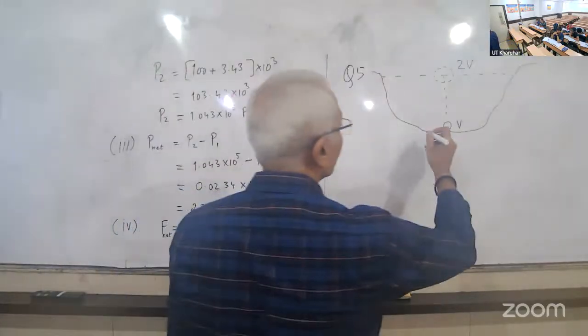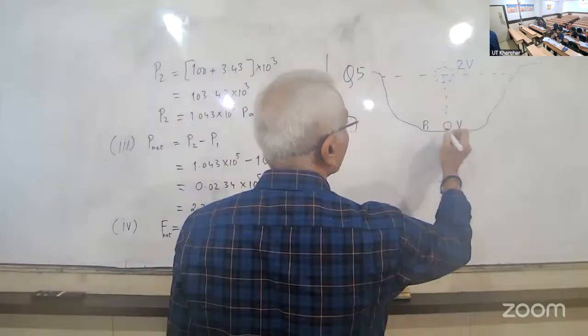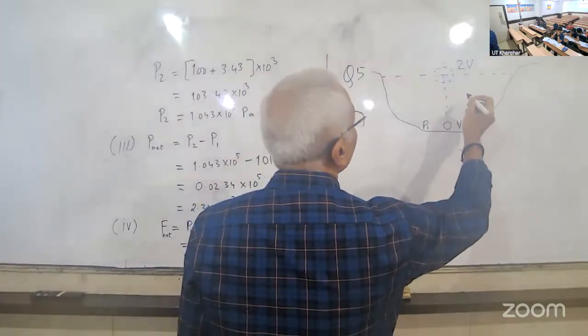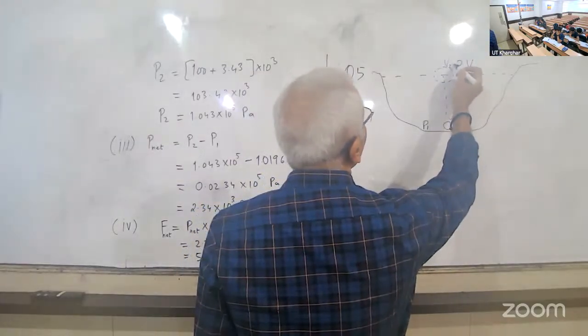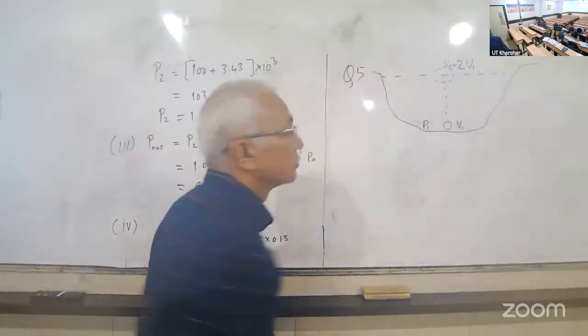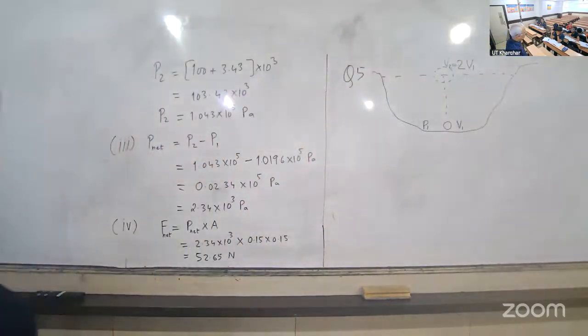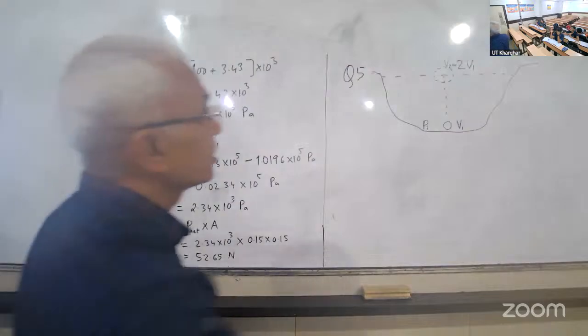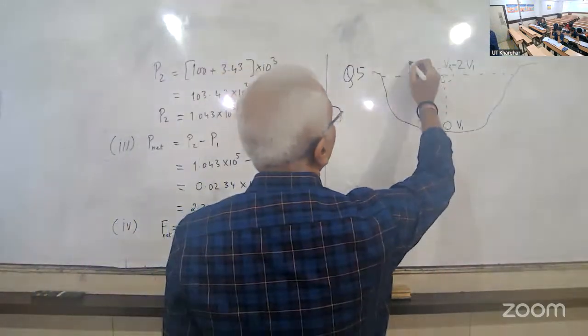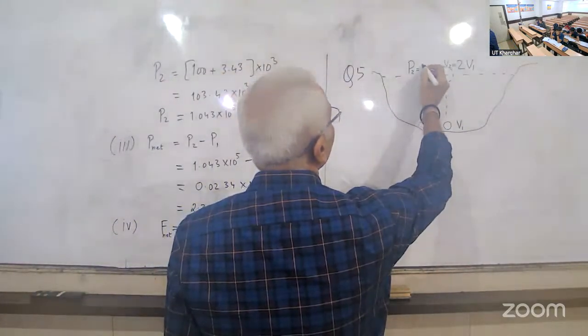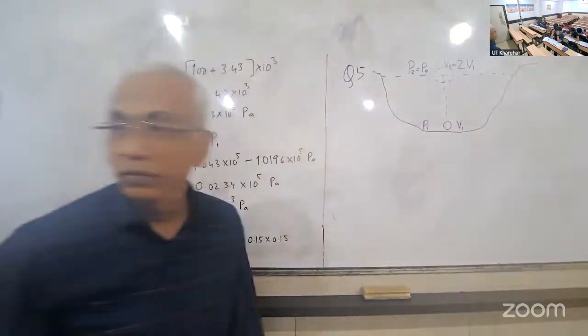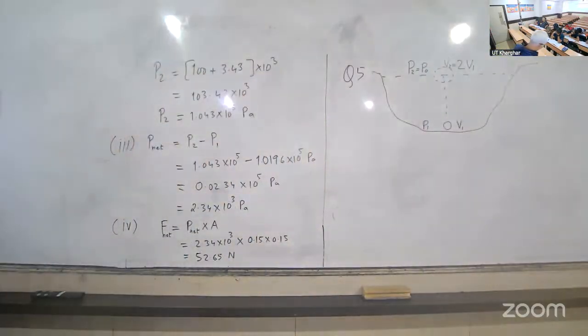Let's say the pressure at the bottom is P1, and V2 is equal to 2 times V1. This is what has happened. And what is the pressure at the top? P2, and this will be equal to atmospheric pressure.